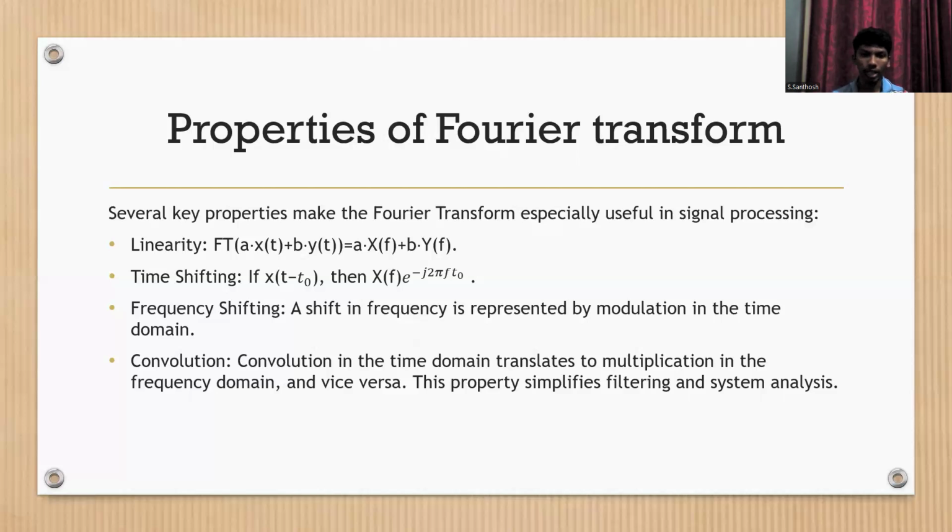There will be a similar time shift and there won't be any variation in the time shift. Then frequency shifting. A shift in frequency is represented by the modulation in the time domain. And the convolution property: convolution in the time domain translates to multiplication in the frequency domain and vice versa. That is, from frequency to time domain, it will be convolution once again. And this property simplifies filtering and system analysis.